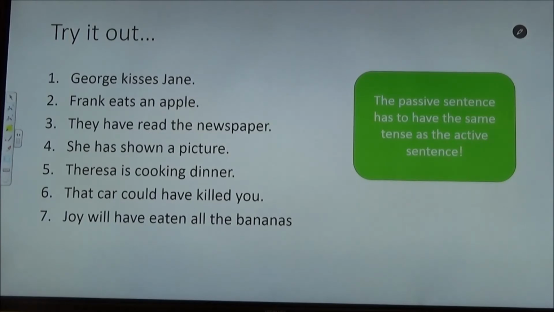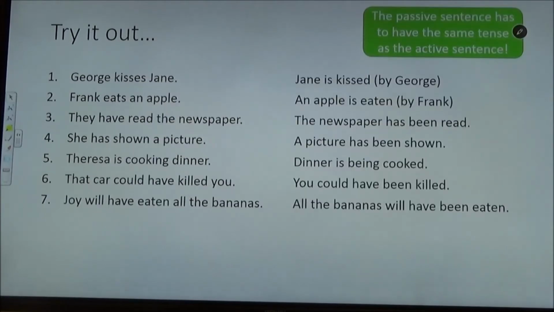Let me see. Red one, is that right? Yes. Yeah, red one. Wait, let's see. An apple is eaten. An apple is eaten. Excellent. Yeah, very good. Okay, I'll give you the answers to the rest. George kisses Jane, becomes Jane is kissed. The second one, an apple is eaten.